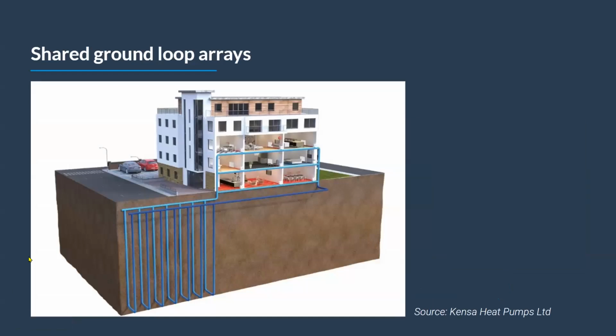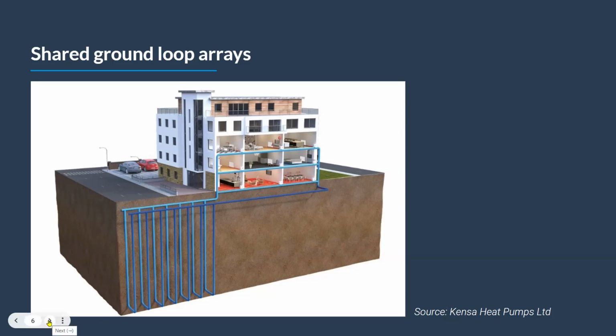The final type of network that I'm going to be talking about today is shared ground loop arrays. Shared ground loop arrays are different from both ambient loop networks and heat networks with only centralized generation of heat. Specifically, they use a series of ground arrays, typically boreholes, that are used as a heat source by multiple properties. Heat pumps in each dwelling upgrade the heat from the ground array and then output that heat at a sufficient temperature for space heating and water heating.